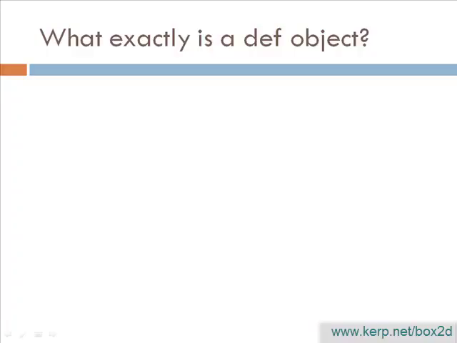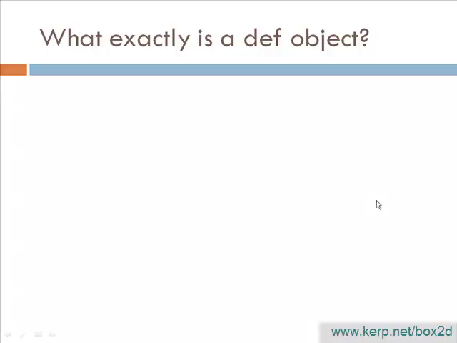One other element that might be confusing to you, because I know it was confusing to me, is what exactly are these def objects? Why do we have to create a shape def in order to create a shape? Can we access these definitions later? Do we need to change them if we want to alter the shape? How does all of that work?